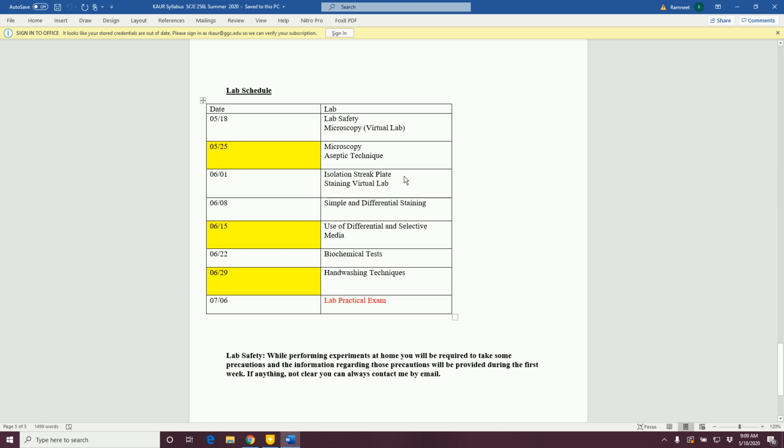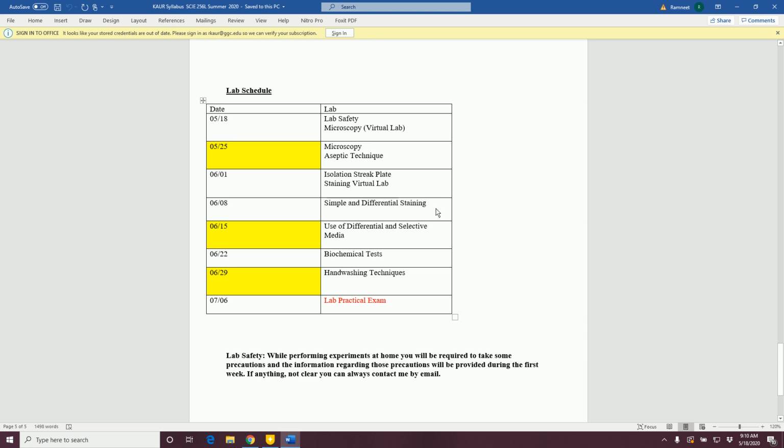During the third week, you will be performing the lab where you will be doing streaking, and you will also be learning staining. Every week I will be posting documents for you, as well as my video lectures. In those video lectures, I will be explaining what you are going to do at home. So don't worry about anything. I will be providing you everything, and if you have any questions, you can always contact me by email.